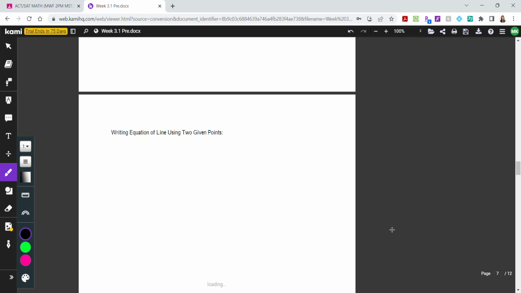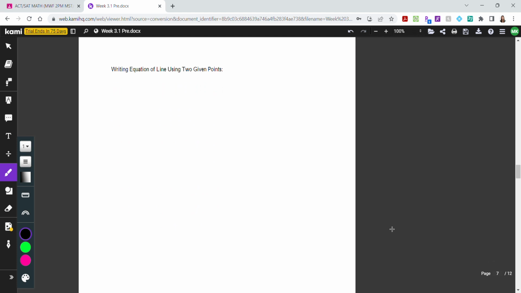All right, the next thing that we have is writing an equation using 2 points given. So if we are given 2 points, negative 1 and negative 2, and 4 and 5, we can take either one as x1, y1. Oh, x1, y1, x2, y2, right? So in slope-intercept form, this is how I would write it.